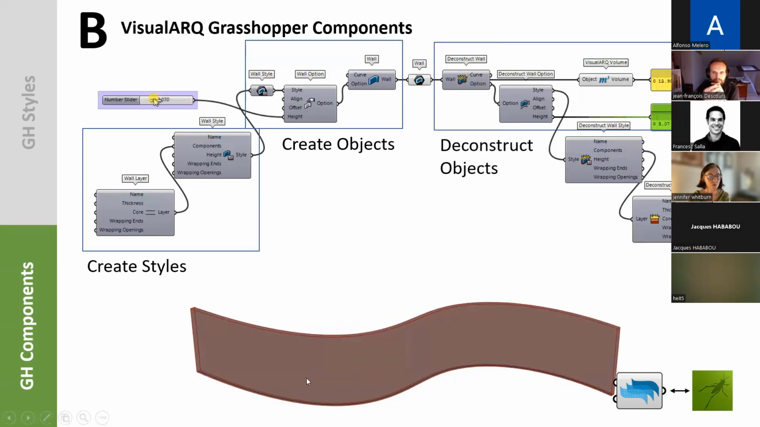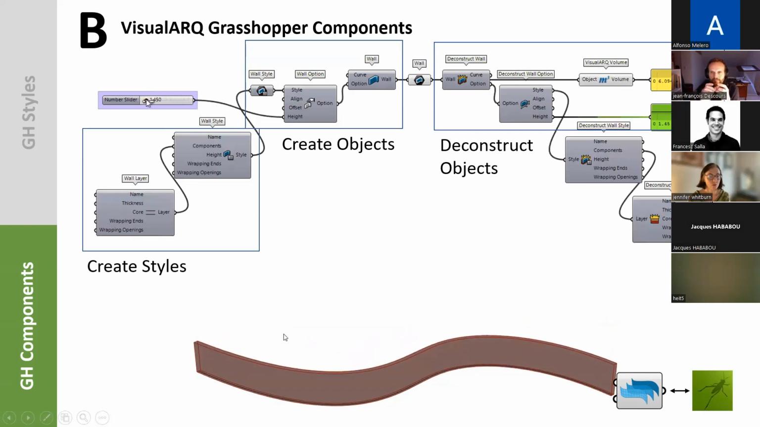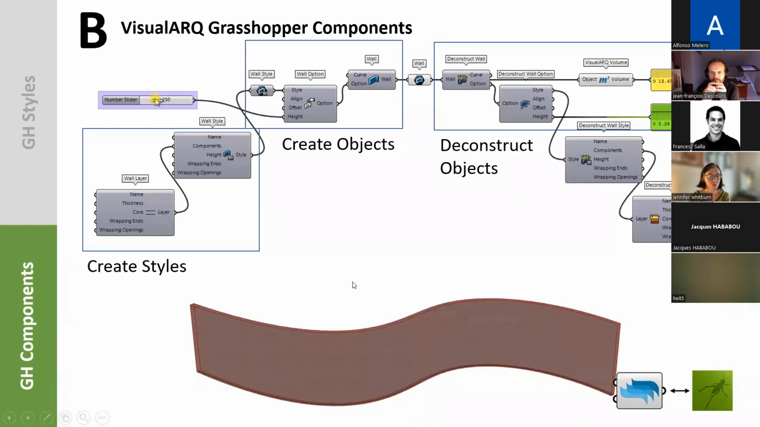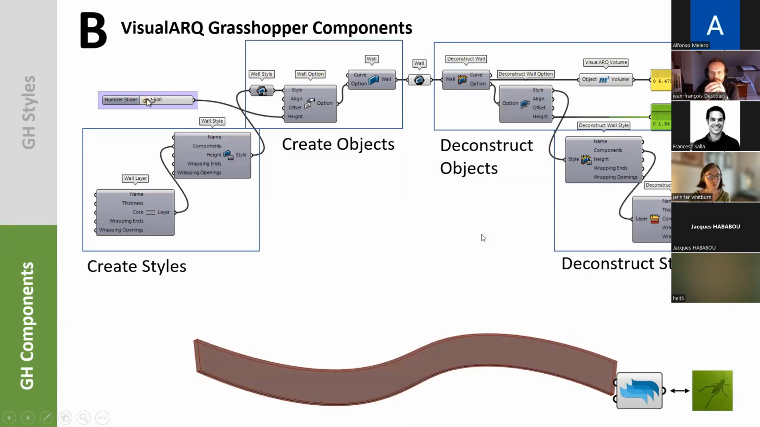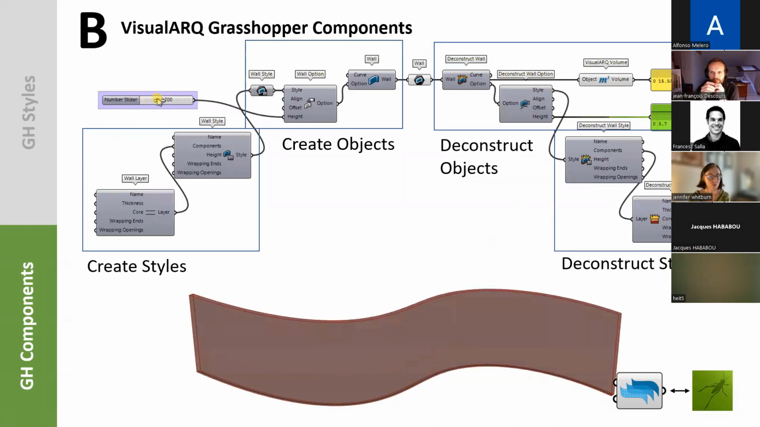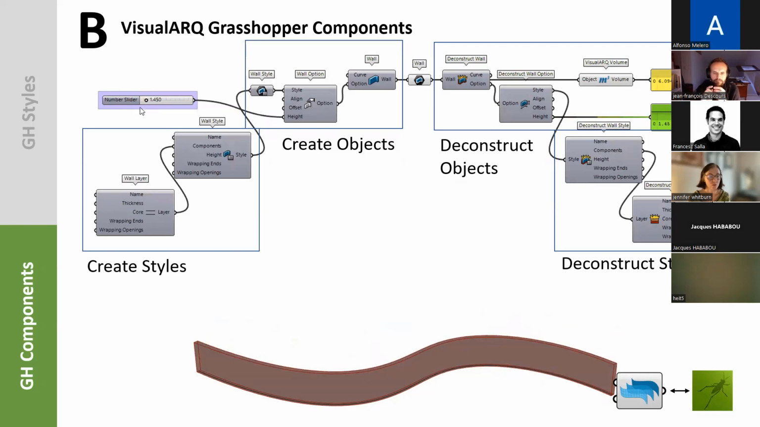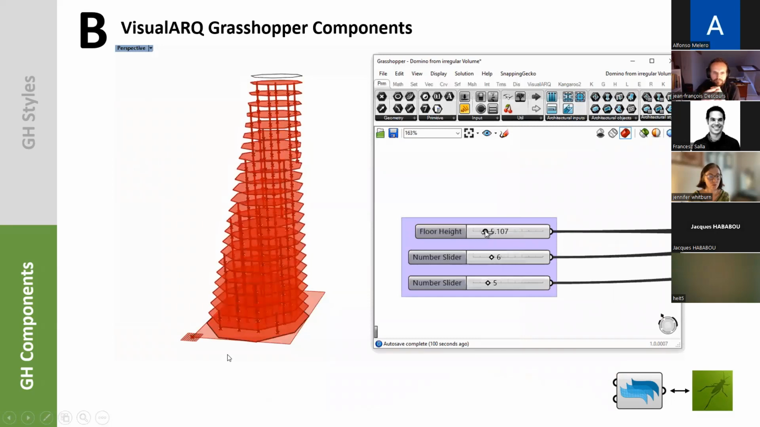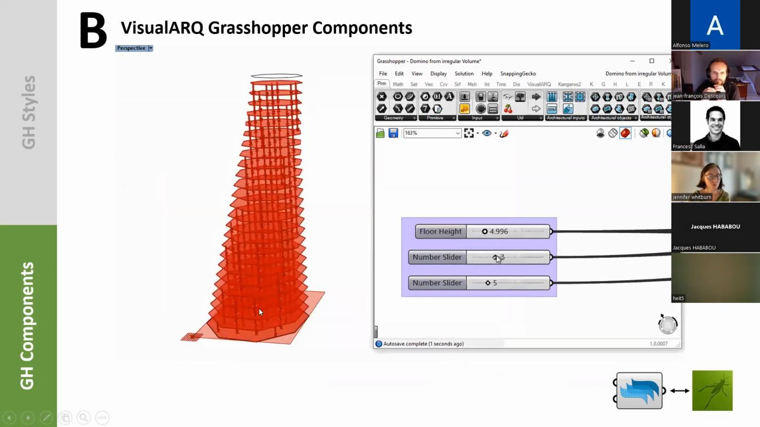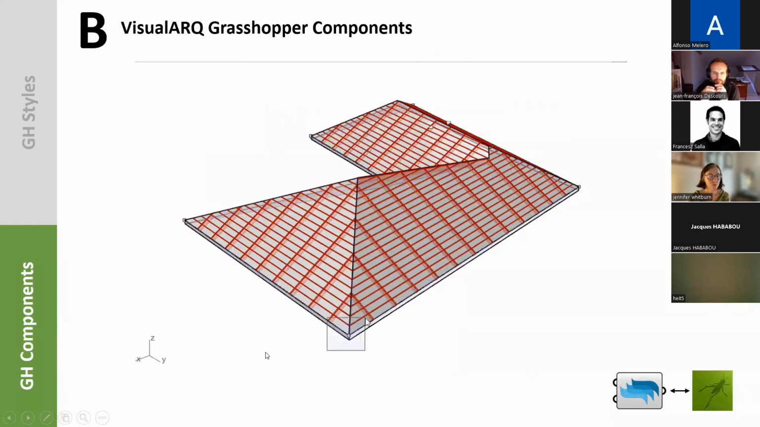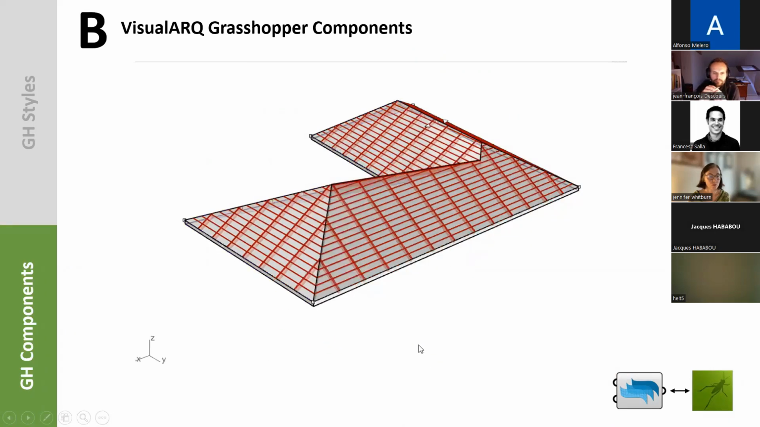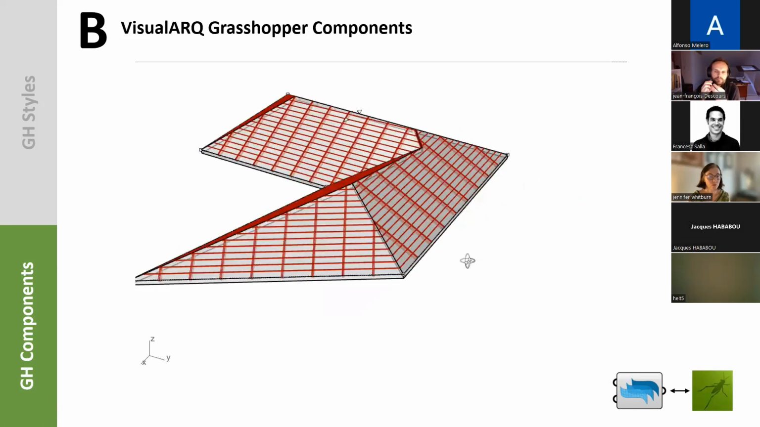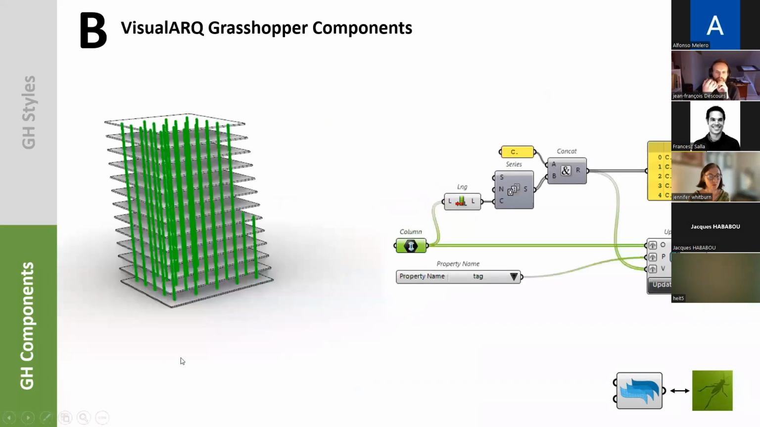And then we've got the components to deconstruct the information of VisualARQ objects. So from a reference wall, we can obtain the path curve. We can also obtain the height, the style, the alignment, and we can also obtain the information of the style, how many layers a wall has, the thickness of each layer, and so on. And of course, this is just an example of what we can do. We can create a parametric tower with slabs and columns, or we can reference a roof in VisualARQ and generate all the structure inside it with beams. All right, so we can do many different things.